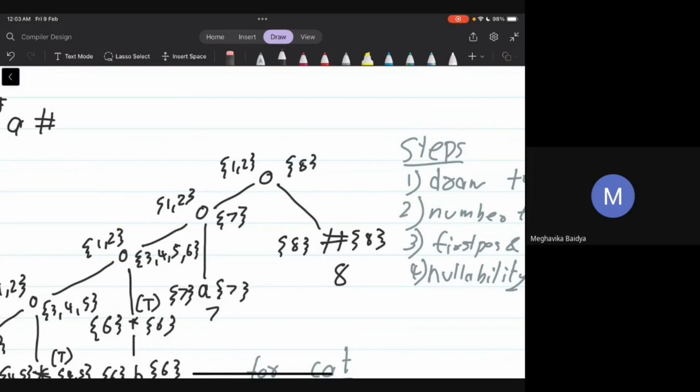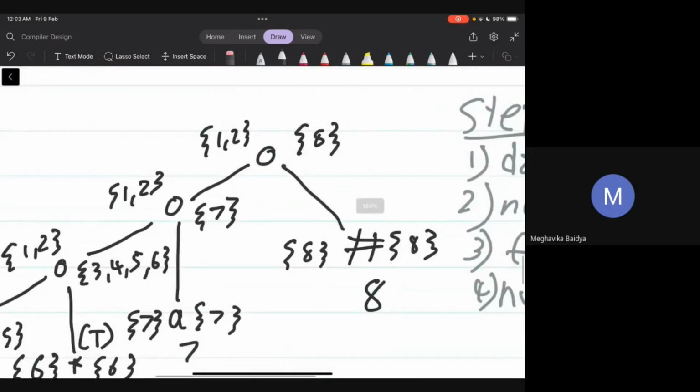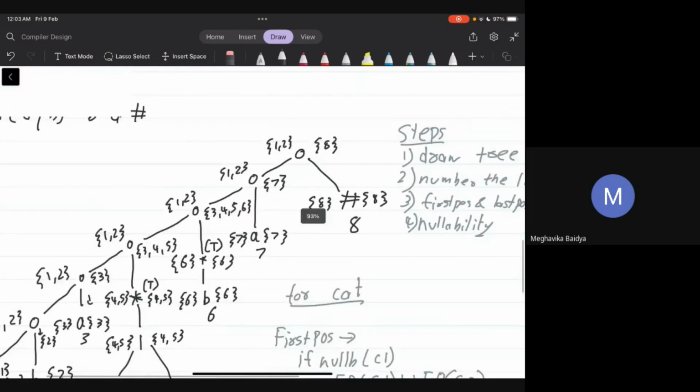If after this star step the next step has a concatenation with false, then we will consider C2. C1 is always the left child, right? Yes. So this 3 comma 4 comma 5 is totally deleted. It's not needed for further steps anymore. So then you get this, and that's it. That's your entire pos tree done.